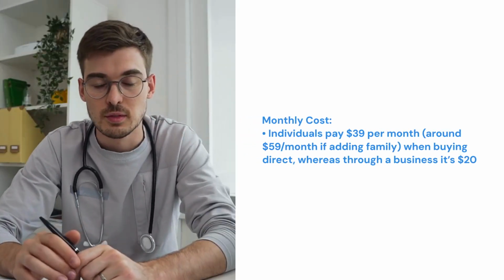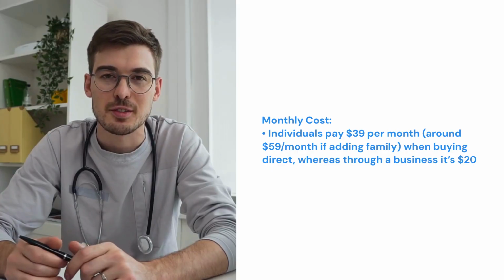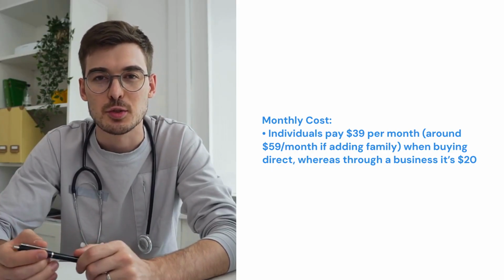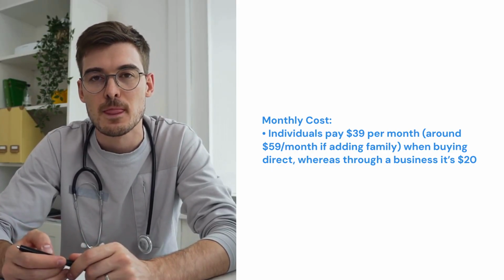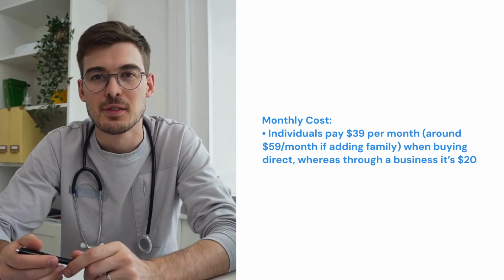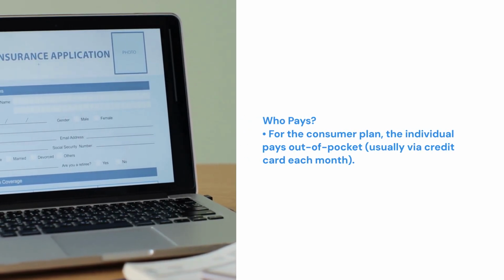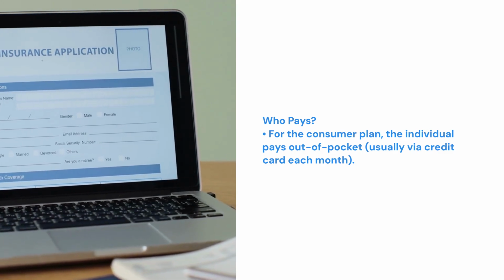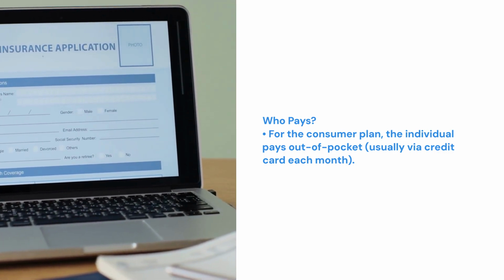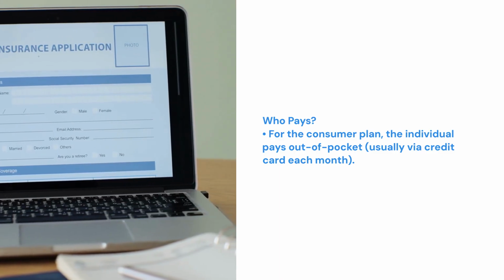Monthly cost: individuals pay $39 per month, around $59 a month if adding family, when buying direct, whereas through a business, it's $20 per month per employee, with family included at no extra cost. Who pays? For the consumer plan, the individual pays out of pocket, usually via credit card each month. In a group plan, the employer typically pays $20 per employee, or it can be arranged via payroll deduction from the employee.